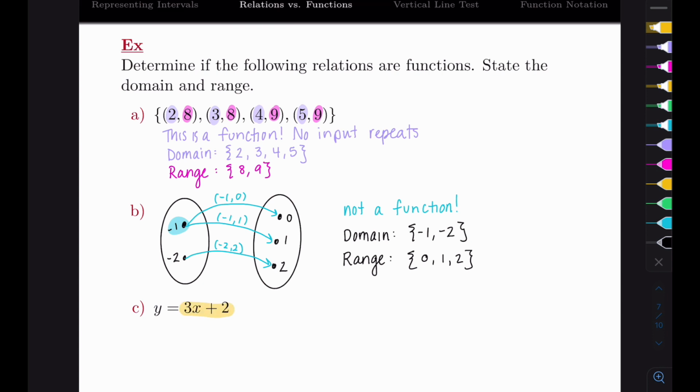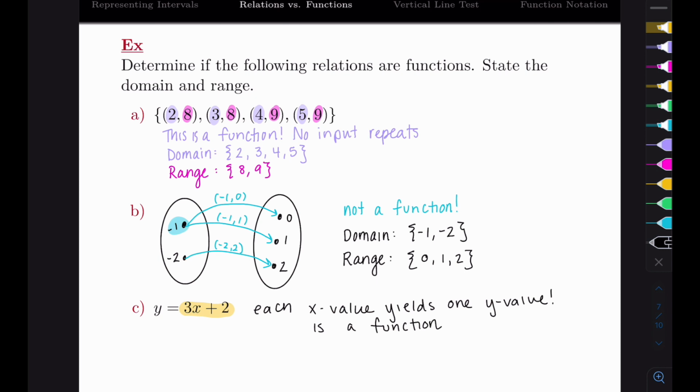So if I plug in 0, my y value is 3 times 0 plus 2, a single y value. If I plug in 100, my y value is 3 times 100 plus 2. I'm never going to have multiple y values from that same x value. So each x value yields 1 y value by this formula. So this is a function.